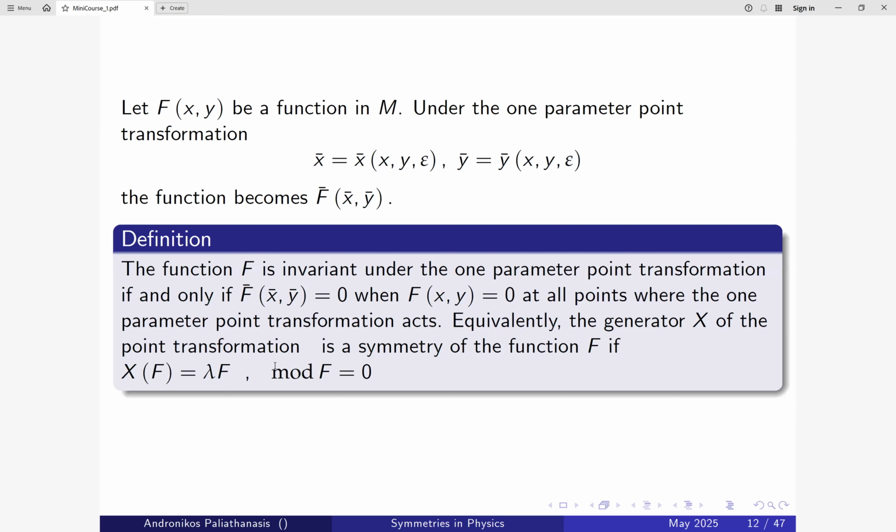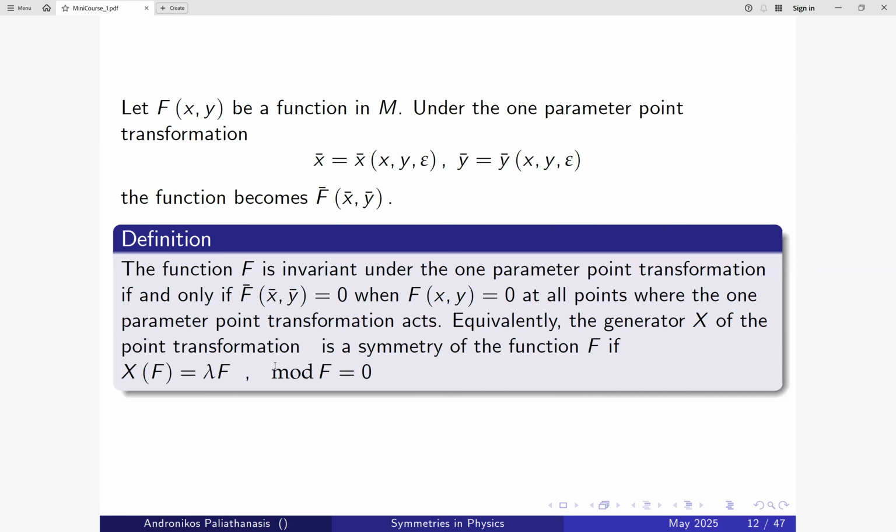Now, the definition: the function is invariant under the one-parameter point transformation if and only if f bar, the value of the function at the point p bar, is 0 when the value of the function at the point p was 0, at all the points where the one-parameter point transformation acts. That means that if the value of the function remains the same under the application of the one-parameter point transformation, then the function f will be invariant under the action of the transformation.